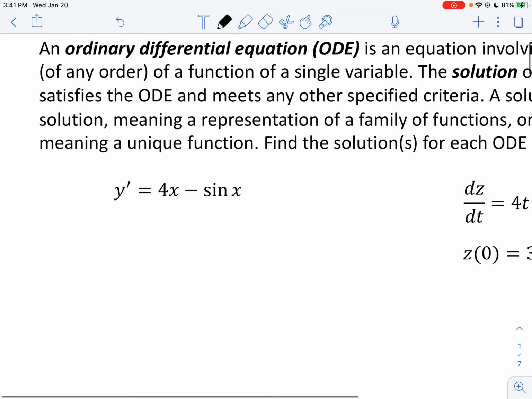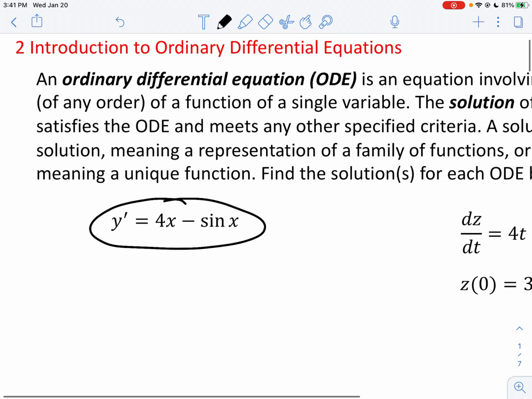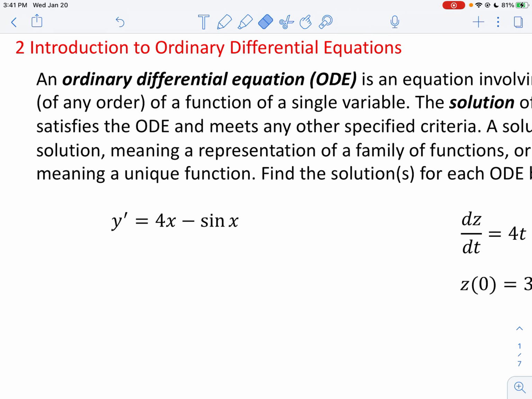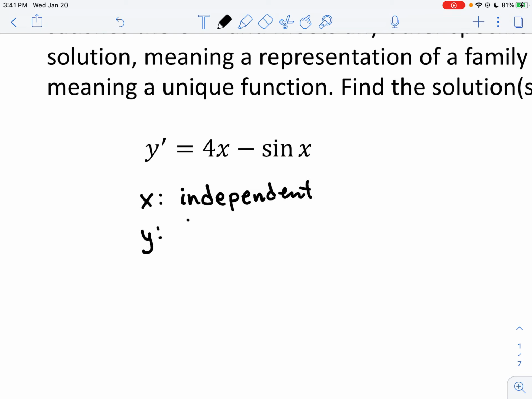Okay, so what makes this an ODE? I see that there is an equation, and it involves a derivative, a first derivative. We are assuming that this is a derivative with respect to a single variable. So y is a function with respect to a single variable. Notice that there are two variables involved in this equation, x's and y's. And because the derivative is located on the y, we are going to assume the following. We're going to assume that x is the independent variable, so it's the input variable of the function, and the y is the dependent variable.